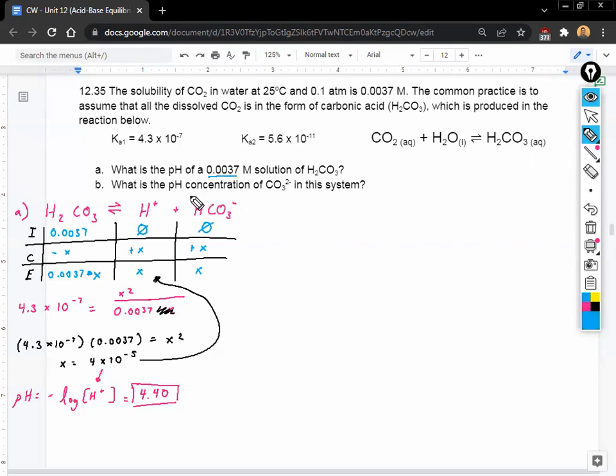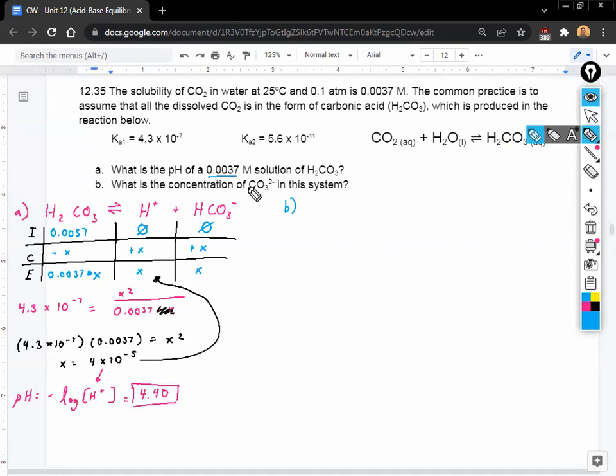So if you look at part B, it's asking us what is the concentration of CO3 2- in the system. So now it's asking us to find the concentration of CO3 2-. Sorry, not the pH concentration. It should just be concentration.